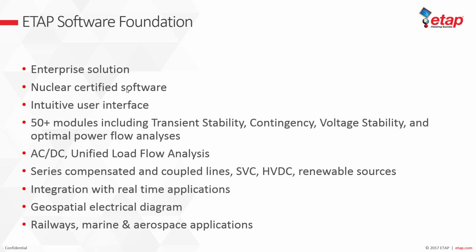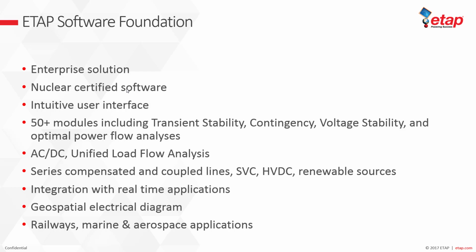ETAP software has been used by various industries, and this means that ETAP has done the diligent job to ensure that we have provided an intuitive user interface for power system simulation and operations. We have 50 plus modules, including the basic ones like load flow, short circuit analysis, harmonic analysis, and then we have transient stability, contingency, voltage stability, and optimal power flow analysis.